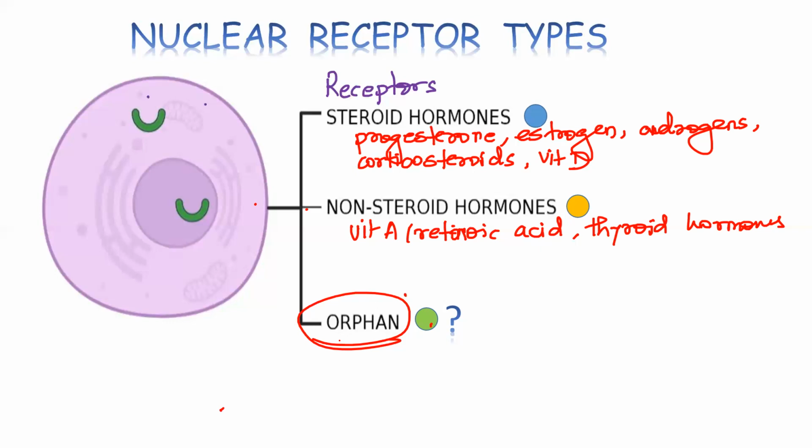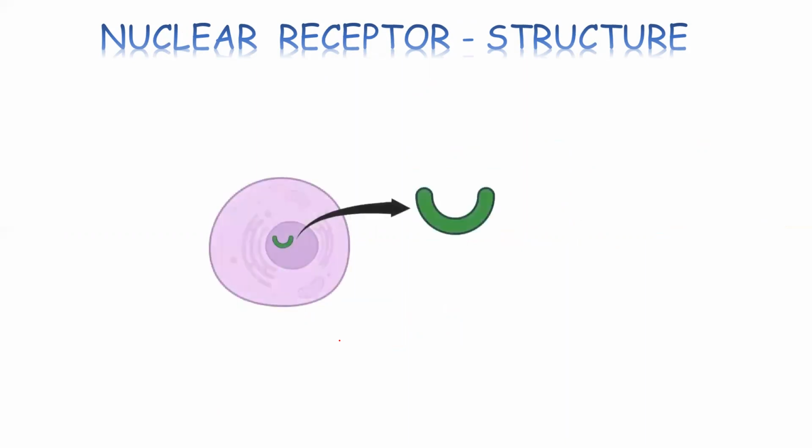Now that we have understood receptors, types of receptors, and even the types of nuclear receptors or intracellular receptors, there's a specific structure in which a nuclear receptor is designed. Let us look at that in detail. We'll be studying the structure in detail, so please pay attention to it.